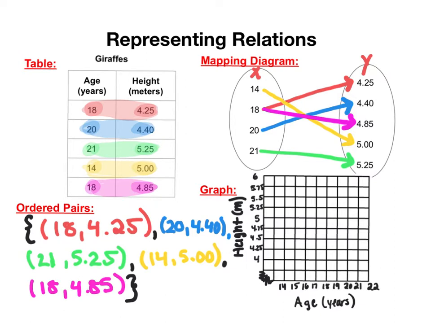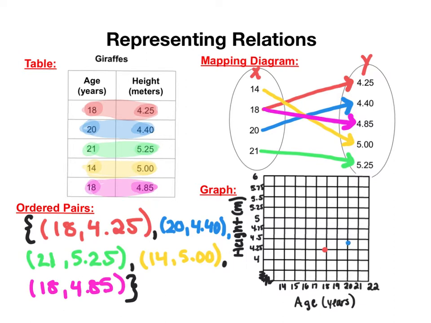Lastly, I then am going to graph each of these points. So the first one, at 18, comma, 4.25, I'm going to estimate I have 18 is here on the x-axis, and 4.25 would be right here. So I can plot my point at 18, comma, 4.25. Then I have 20 with 4.4. So I can go over to 20 and estimate that 4.4 is going to be about here. So I can plot my point about here.